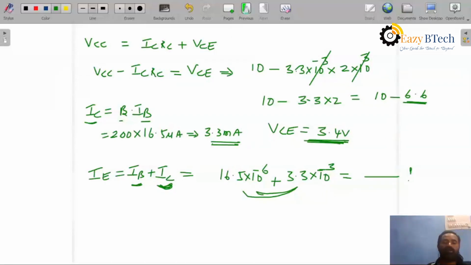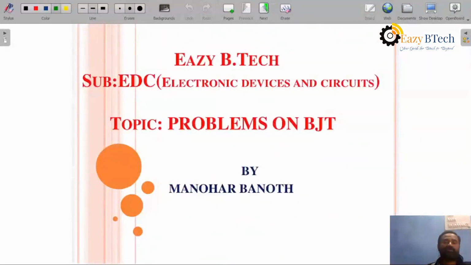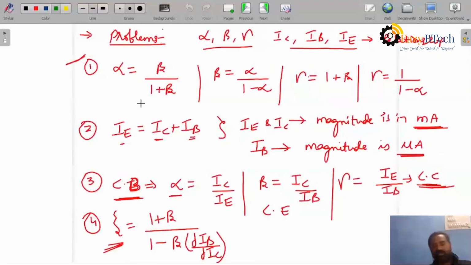Okay. Now you can see all the problems. Now this relationship is important. What is alpha, what is beta, what is gamma. This relationship is important. And what is the relationship? IE is equal to IC plus IB.